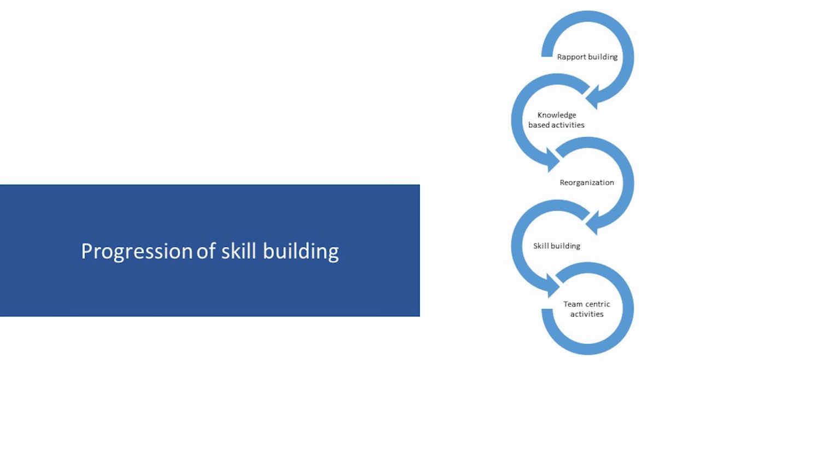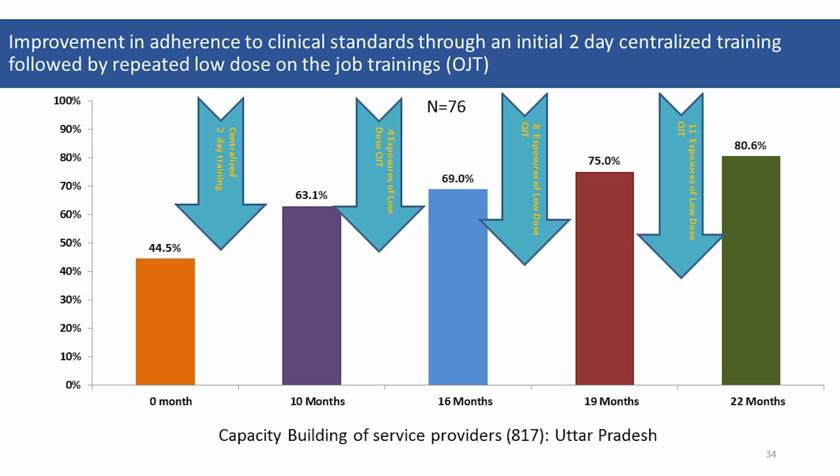The first example is that of private sector facilities from Uttar Pradesh, 76 of them. At the baseline you can see that these private sector facilities were on an average achieving around 45% of the 27 clinical standards that have been proposed as a part of the national guidelines. So we first did a centralized training, getting all the providers together at a well-functional labor room to get them oriented to the various skills that are a part of the training course.